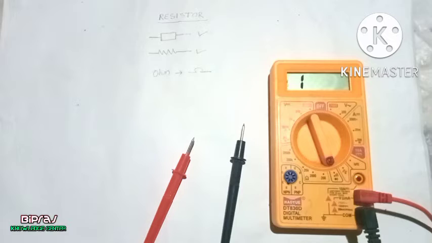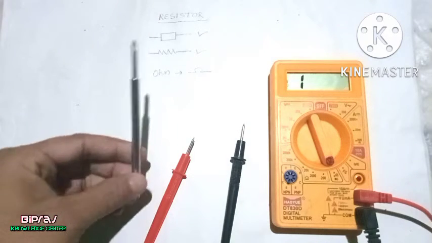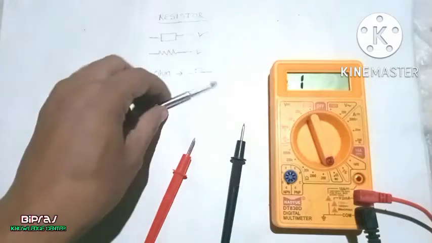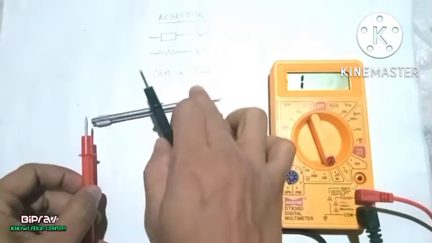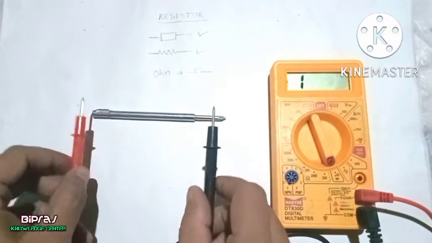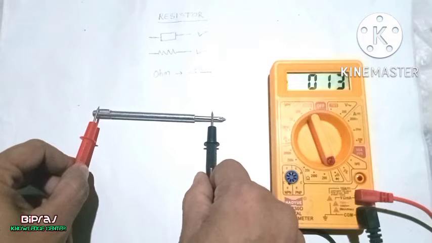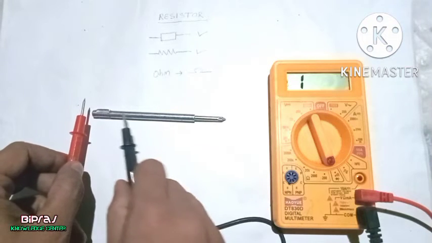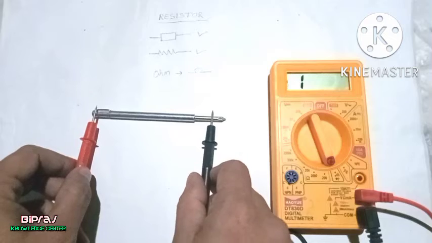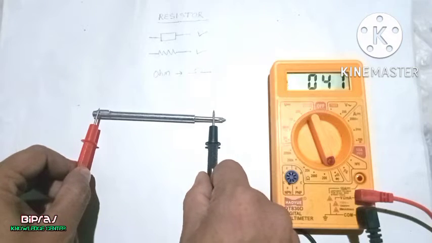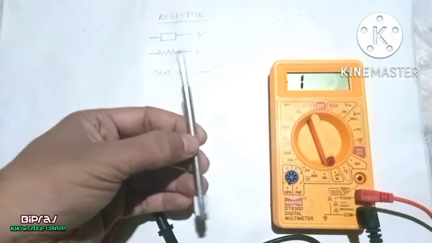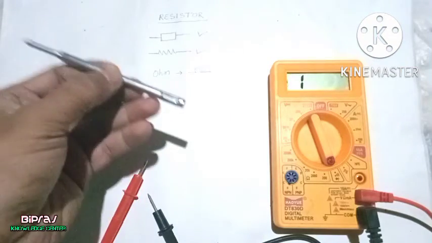Now let's test it. We have a piece of metal here. Let's touch its two ends. You can see there is very little or no resistance along its length. That means we can say it is a zero or negligible resistance object.